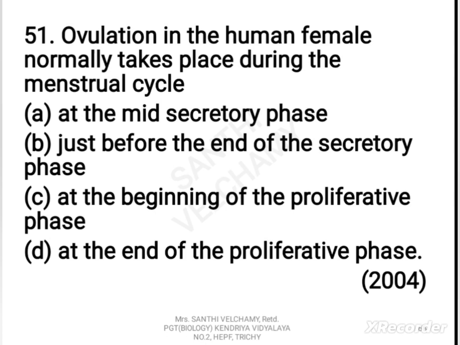Now next question. Ovulation in the human female normally takes place during the menstrual cycle. A. At the mid-secretory phase. B. Just before the end of the secretory phase. C. At the beginning of the proliferative phase. D. At the end of the proliferative phase. The correct answer is D. At the end of the proliferative phase.